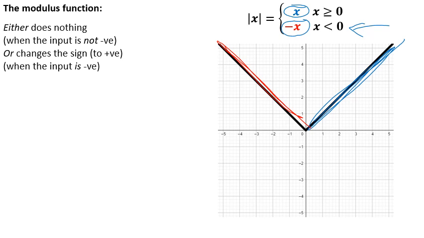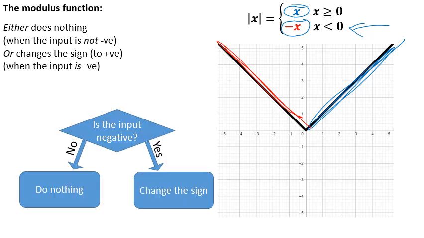This is different to just putting a minus sign in front of a bracket, because that will always change the sign of the input. If you throw something negative into a bracket that's got a minus sign outside, then it turns that negative thing into a positive number. This function will only change the sign if it needs to make it positive.